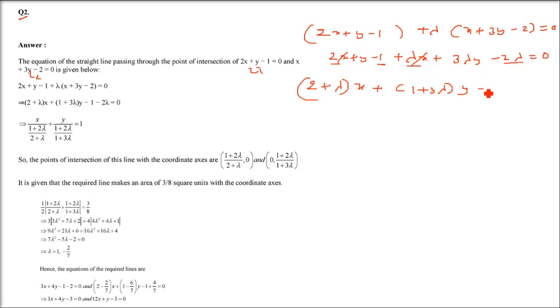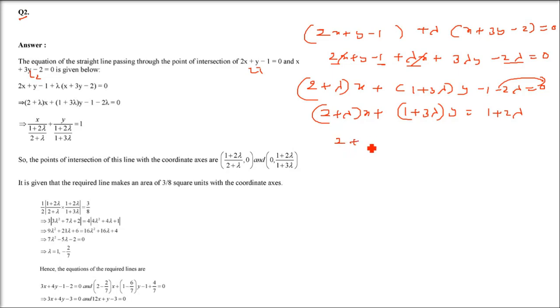So now you have the constant term, so minus 1 minus 2 lambda equals 0. If you see here, you can write it in the form of x by a plus y by b equals 0. So we can write it like the equation of the intercept form. So how do you do it? (2 plus lambda)x plus (1 plus 3 lambda)y. I am taking the constant term on the right hand side, so 1 plus 2 lambda it will be. And divide both the sides by 1 plus 2 lambda.